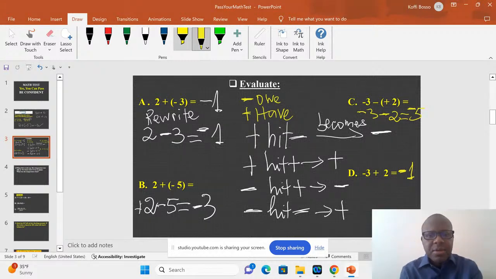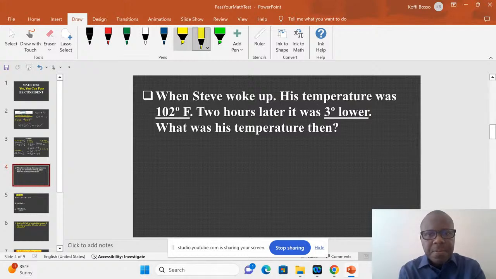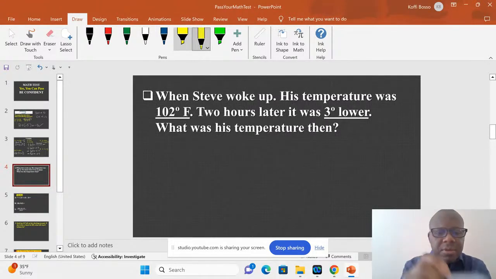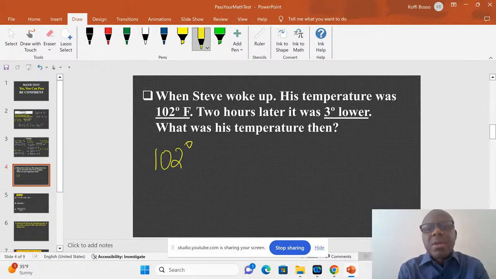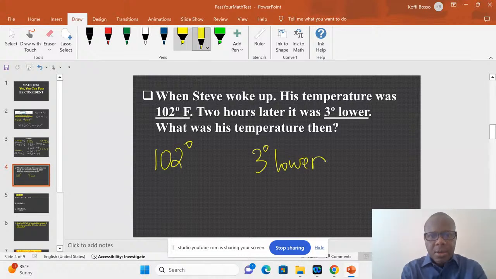Okay, let's continue. This is a word problem, right? They say when Steve woke up, his temperature was 102 degrees. So you have 102 degrees. 2 hours later, it was 3 degrees lower. Okay, what was his temperature then?